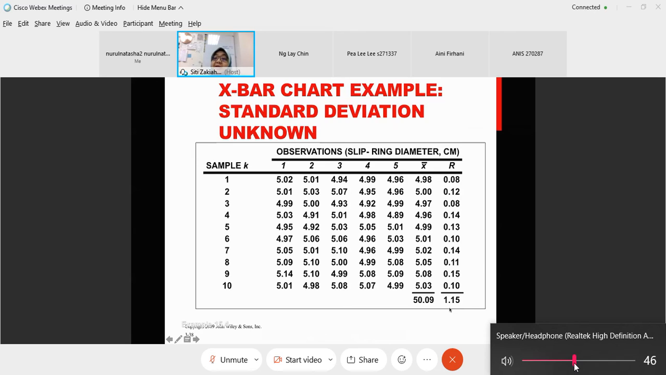This is range, okay? This is not the R bar range. This is just the range. But this is the X bar. Okay? You get the total X bar. Here there is the total range. You do that for all the samples.